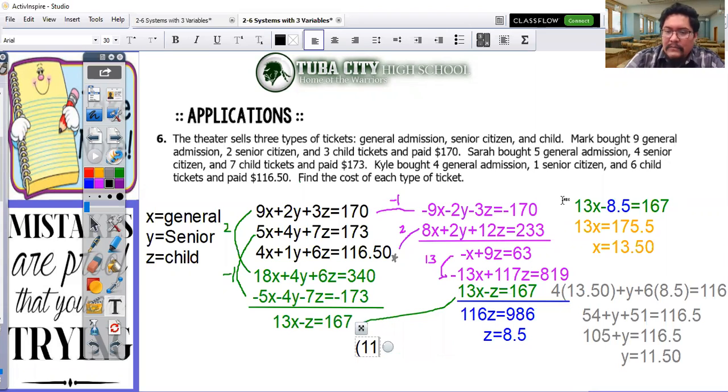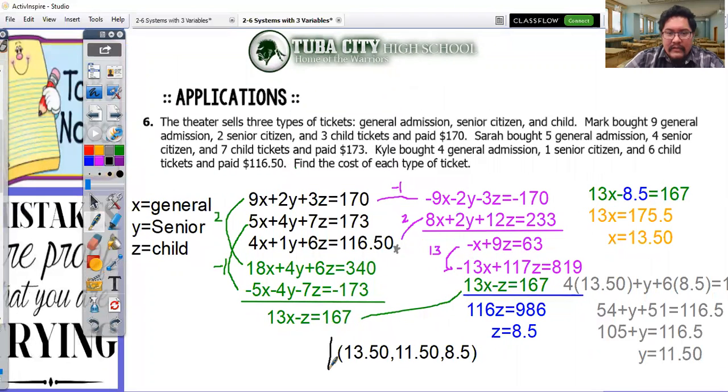The last thing we got to do is put it into an ordered triple. So start with X. I didn't start with X. So 13.50 for the first one, 11.50 for the second one, and the last one is 8.5. So place the answer into an ordered triple, and we are done with that. All right, so that's one down. Let's go ahead and move on to the next one.